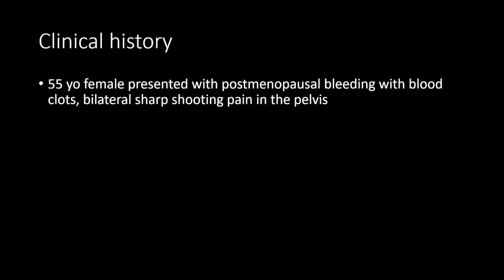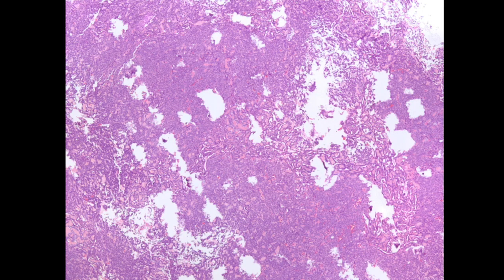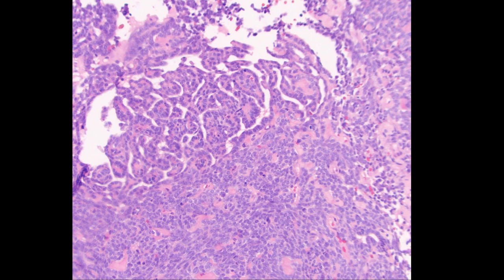A 55-year-old female presented with postmenopausal bleeding and pelvic pain. She had an endometrial biopsy, and here we can see a hypercellular lesion. At higher power, we see two components: a solid growth of spindle cells and a tubular or papillary pattern of epithelial cells with hyalinized material resembling Sertoli architecture.